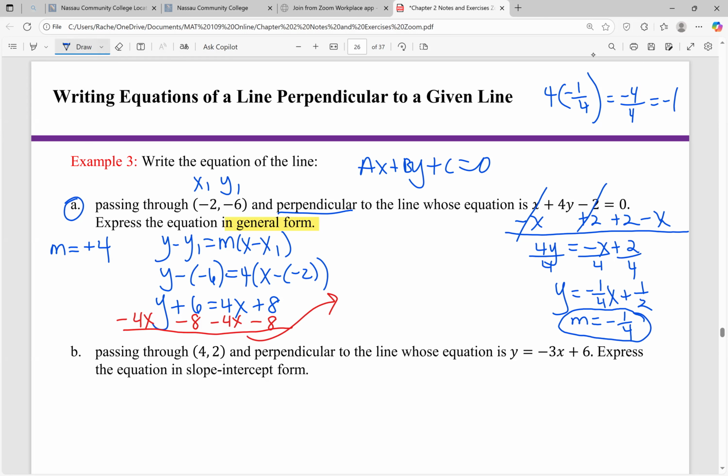So I'm going to end up with, let's write the x term first, negative 4x and then the y term, so plus y. And then now combine the 6 and the negative 8, so it's going to be minus 2 is equal to 0. So that would be the general form of the line that's perpendicular to x plus 4y minus 2 is equal to 0.